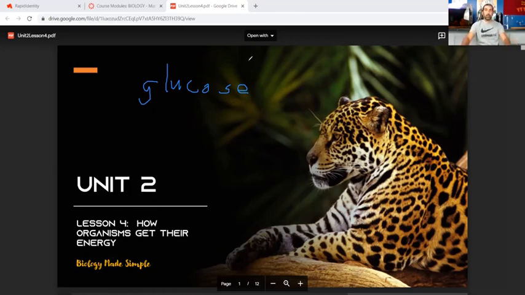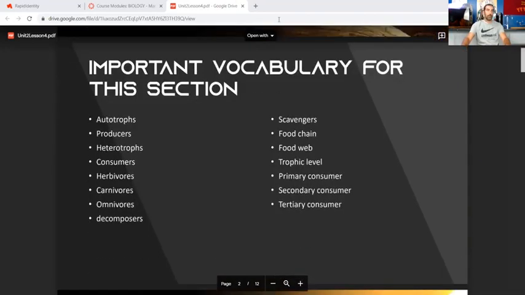So let's go ahead and jump into this real quick. All right. There are different types, right? You can be an autotroph or a producer. That is the same thing. That's like saying car, automobile. You can be a heterotroph or a consumer, and that's basically all animals. Your autotrophs and producers are typically plants. And then your heterotrophs and consumers are typically animals, things of that nature.